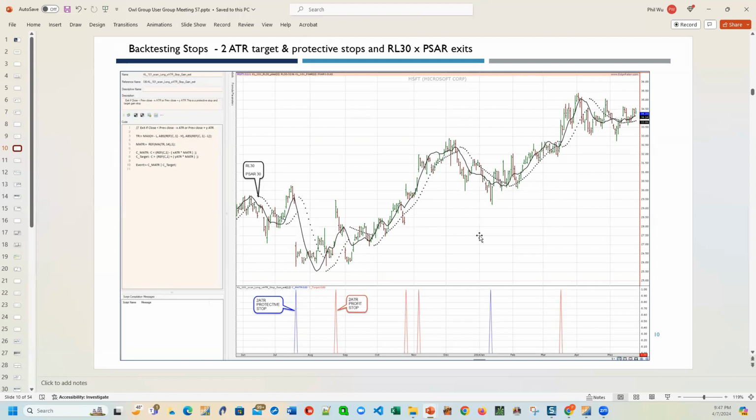So any questions here? So that's the 2 ATR, either as a protective stop or as a profit target.